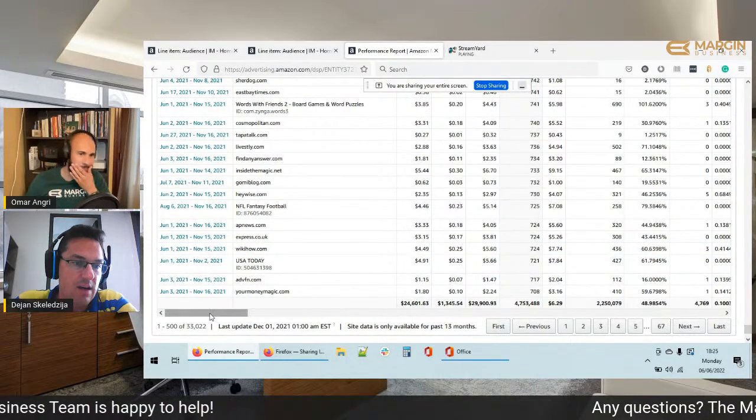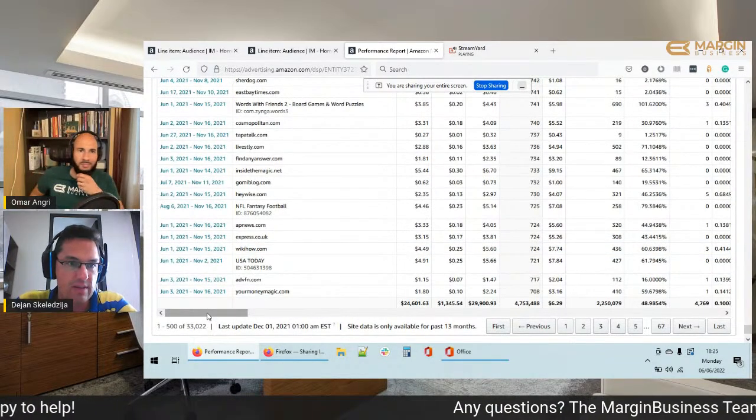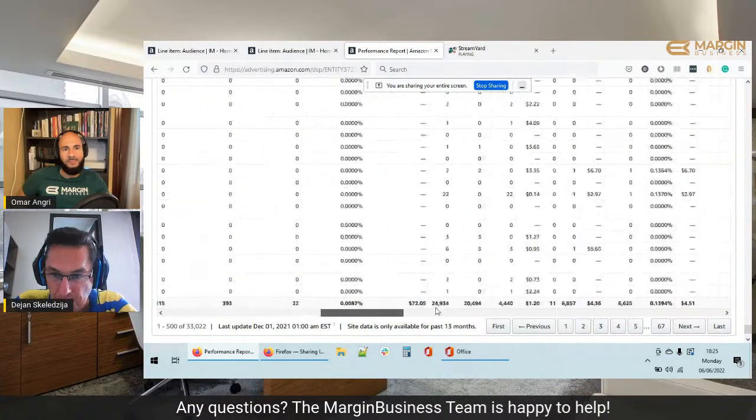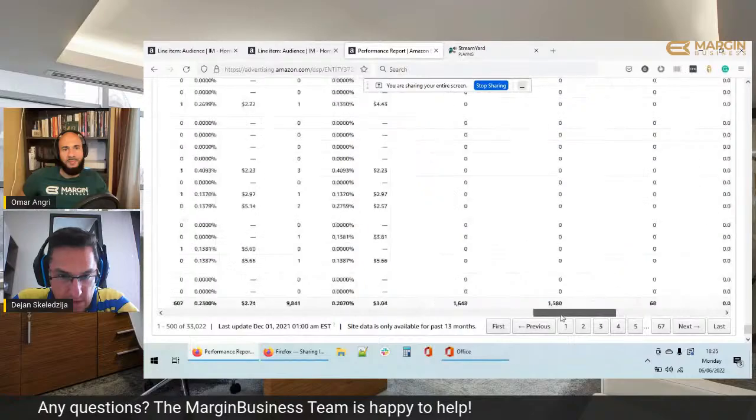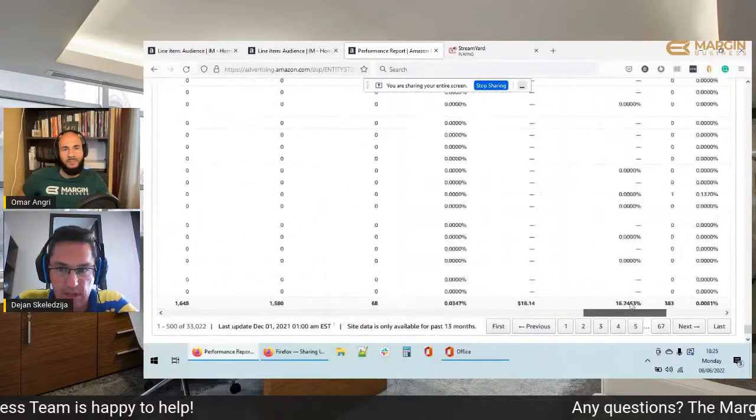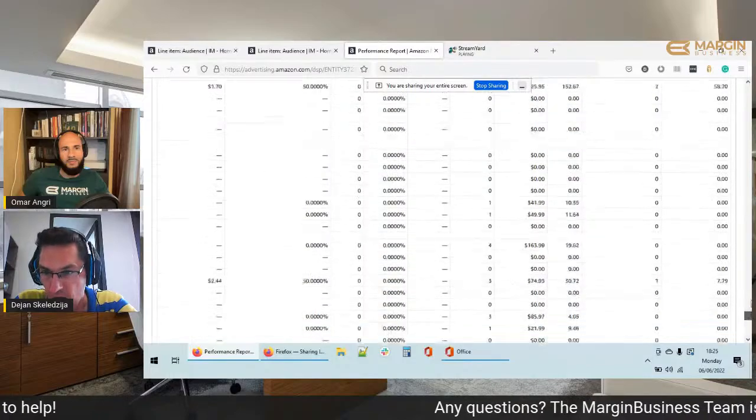Which means we reach the customer wherever they are. The customer cannot escape. This is the point, right? Then if you see here, there are so many columns. It's like 50 columns.